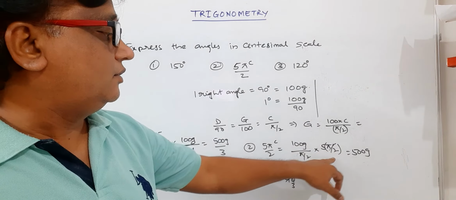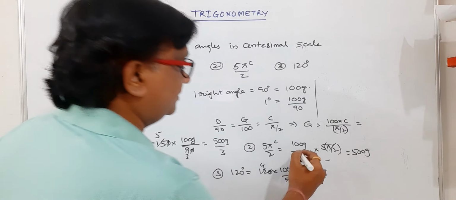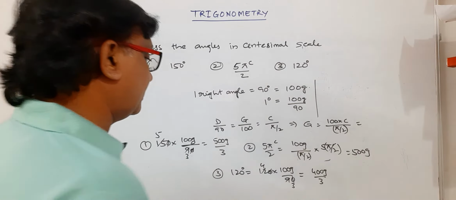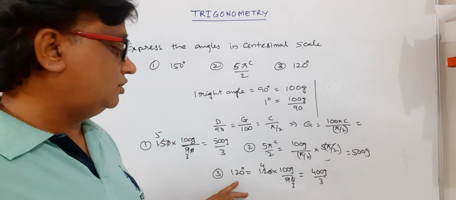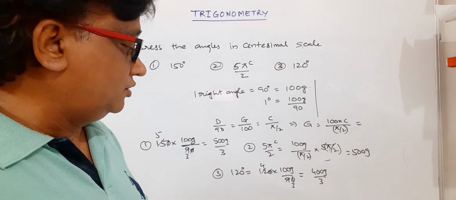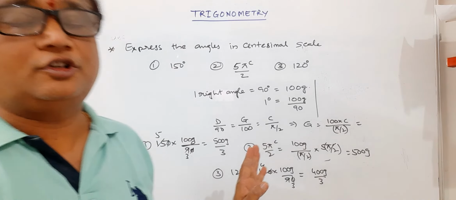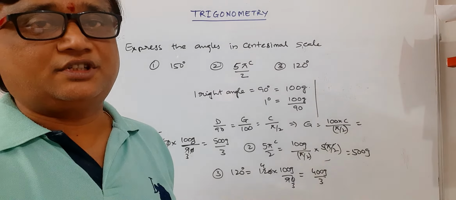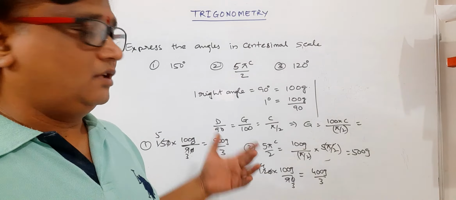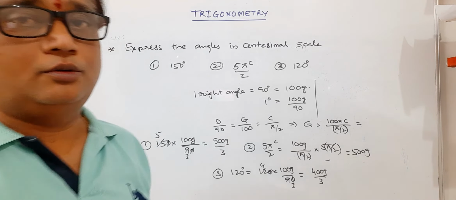Next one is 5 pi by 2 radians, which is 100 G by pi by 2. Here 500 grades: pi by 2 in the numerator and denominator cancel, so 500 grades. 120 degrees is like this, we take 400 G by something. G means not grams, it is grades. This is trigonometry which we are going to explain. In the next video session I am going to explain what the angles and trigonometric ratios are and how they form.